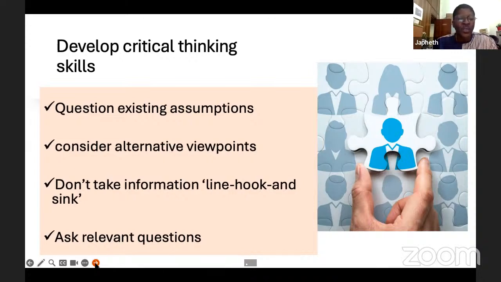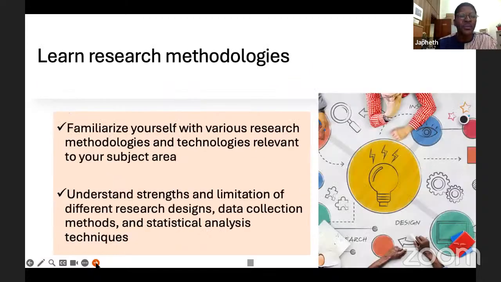And you also don't have to take any information hook, line, and sinker, just as it is. You must be able to interrogate the information very well and also to ask relevant questions where applicable.